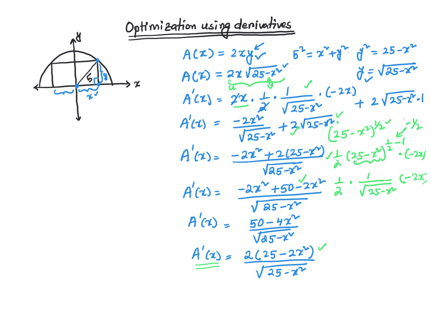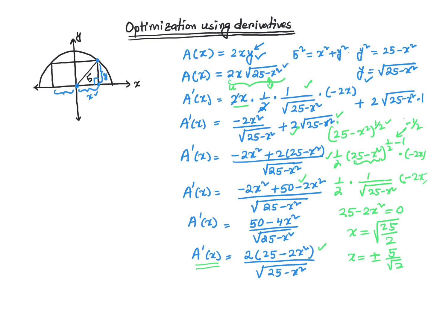And when is the derivative going to be 0? It's going to be when 25 minus 2x squared is equal to 0, or x is going to be the square root of 25 over 2, which gives you x equal to technically plus or minus 5 times square root of 2.